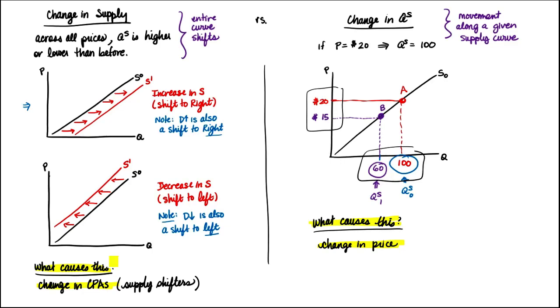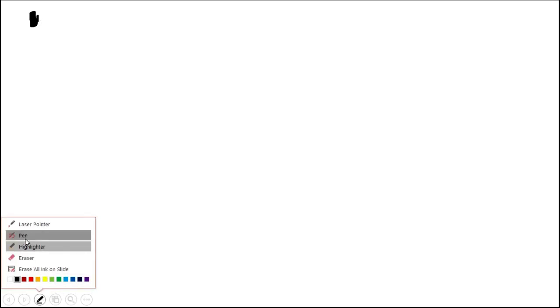Now let's move on to talk more about this idea. What causes supply to shift? Ceteris paribus assumptions. So let's go on to talk about the ceteris paribus assumptions for supply. We want to talk about the supply shifters. In other words, what are the CPAs for supply?